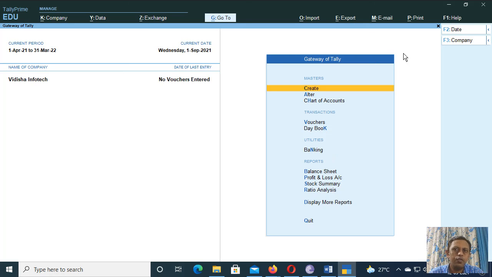This is the heart of Tally. In that we have masters, then we have transactions, then we have utilities like banking, then reports like balance sheet, profit and loss accounts, stock summary, ratio analysis, then we have display more reports, we have exit. So here we'll see the chart of accounts.